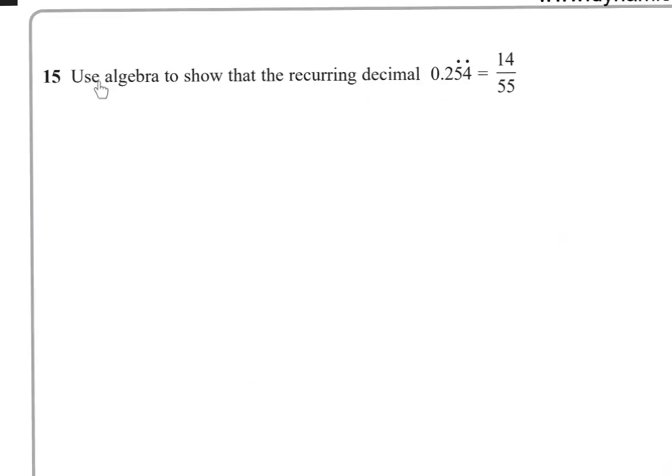Number 15. Use algebra to show the recurring decimal 0.2̅4̇ equals 14 over 55. Now we can say that x equals the recurring decimal 0.254, with a dot above 5 and 4. This means 5 and 4 repeated. So x equals 0.254, 54, 54, and so on. We have 2 digits repeated, so multiply by 100.